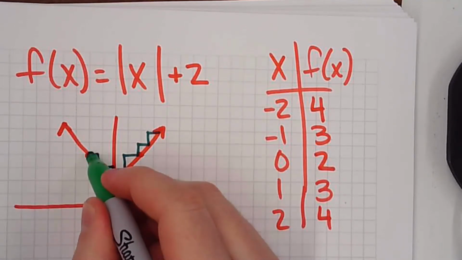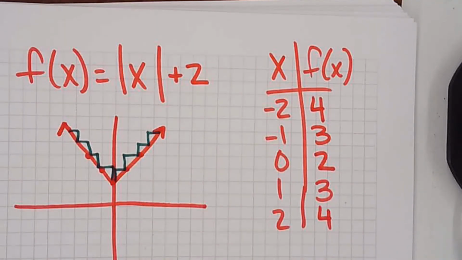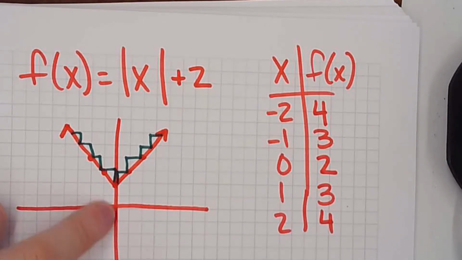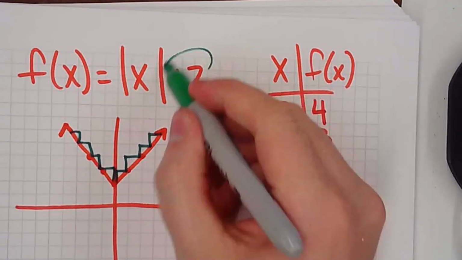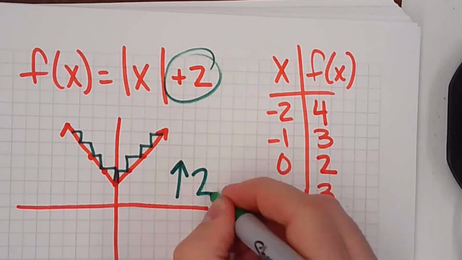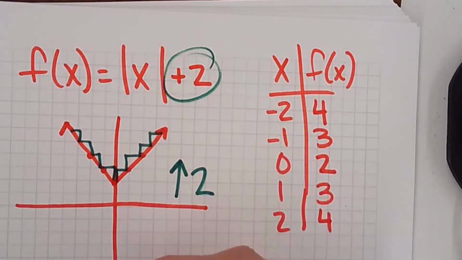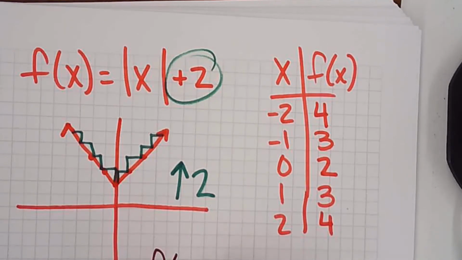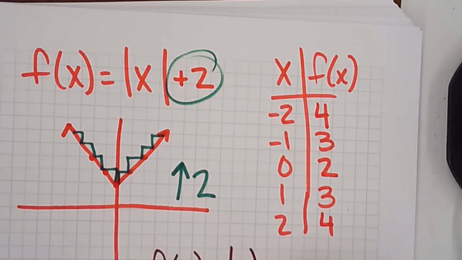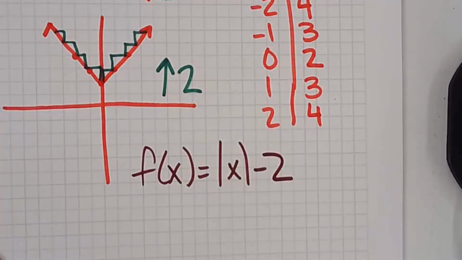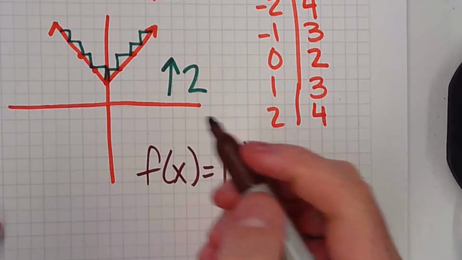But now it starts here. It's shifted up 2. So the plus 2 made it go up 2. If I did a minus 2, it would shift it down. So if I did this, f of x equals absolute value of x minus 2 on the outside, I'll show you what it looks like in brown. It would start here, because instead of 2 up, it starts 2 down.